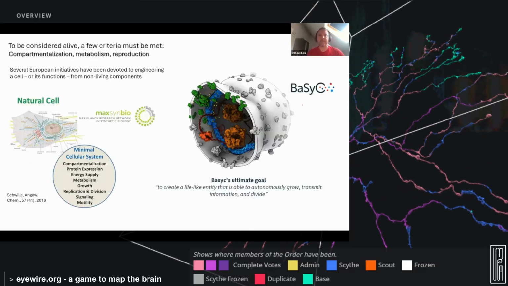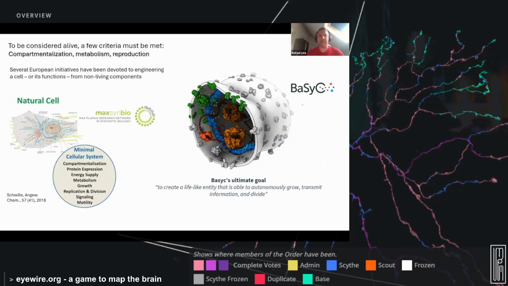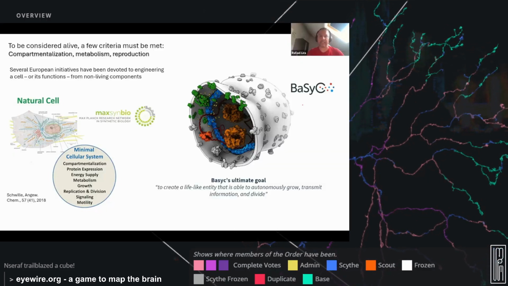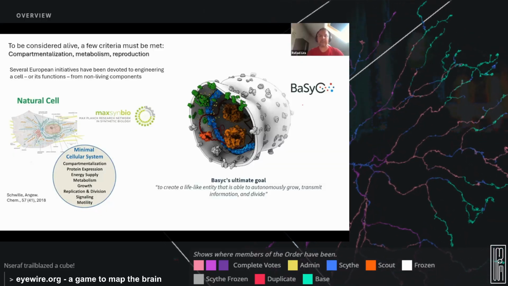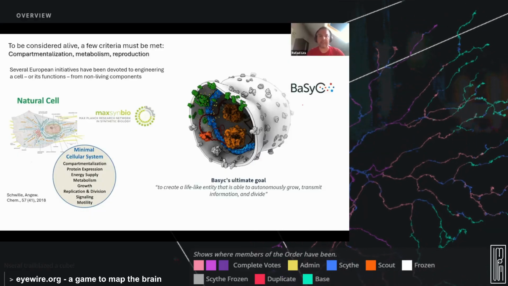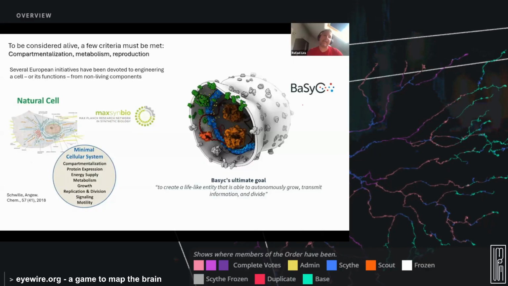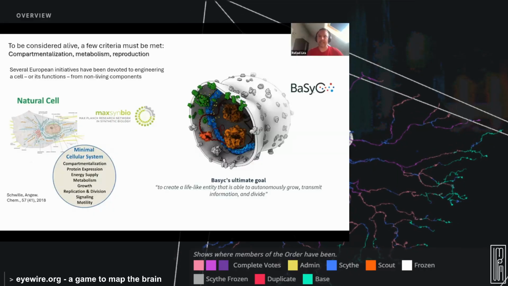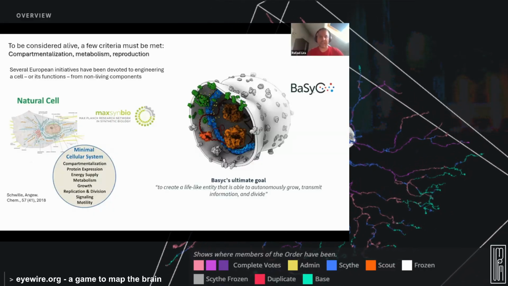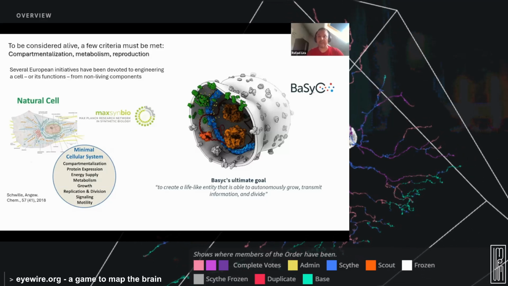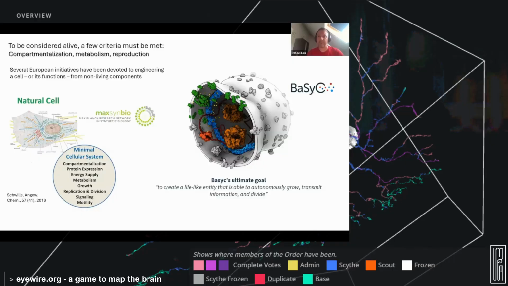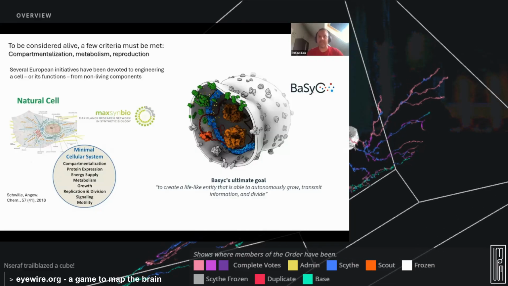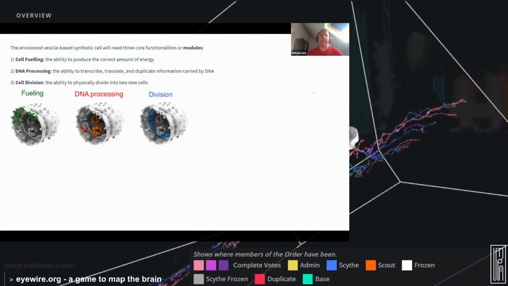Through these years in research, I've been involved in Europe's 2 major synthetic biology consortia. In Germany, I was involved in the MaxSynBio, which is a consortium in synthetic biology, which is basically a collaboration across several different Max Planck institutes. And later on, more recently, in the BaSyC, Build a Synthetic Cell, whose goal is very similar to MaxSynBio. Basically, the idea is that we want to create a lifelike system that is able to autonomously grow, transmit information, and divide.